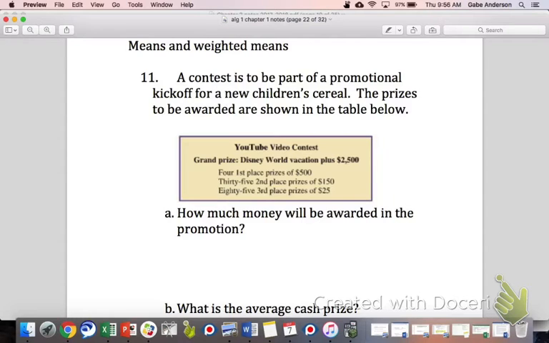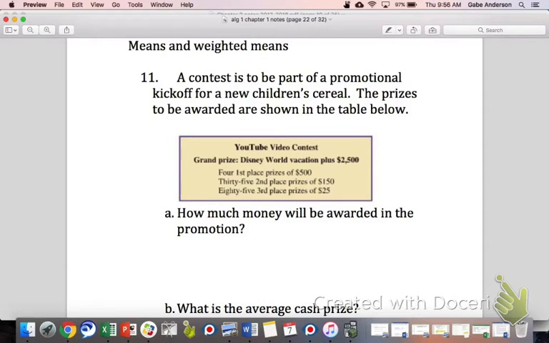It says, a contest is to be part of a promotional kickoff for a new children's cereal. The prizes to be awarded are shown in the table below. And you can see the grand prize is a Disney World vacation plus $2,500. That sounds pretty awesome. 4 first prizes, 35 second prizes, and of course, 85 third place prizes. Those are worth $25 each.